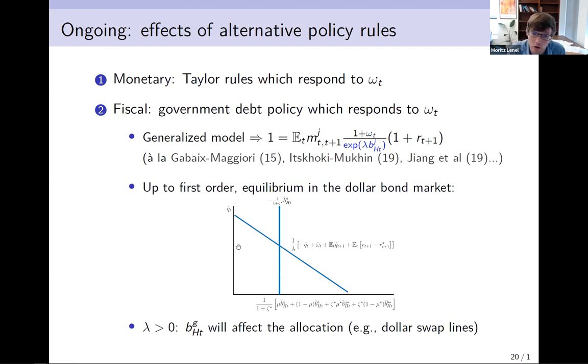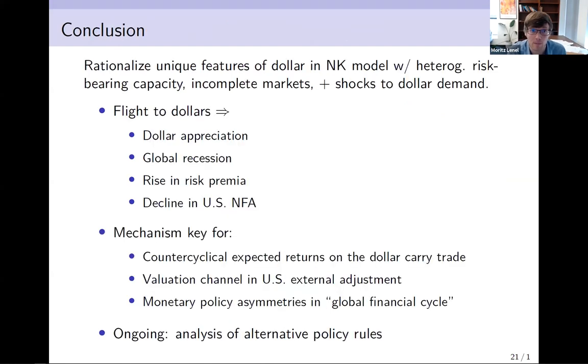So you can think of our current setting that I showed you today as a flat line here, while in our generalized setting we not only have shifts of this curve up and down, but as there is elasticity of the price of dollar bonds with respect to the quantity, we can also think about shifts in the dollar supply. I hope next time you see this paper, we can show you quantitative results on these kinds of policy rules, and in particular, the central bank swap lines. So with that, I come to a conclusion.